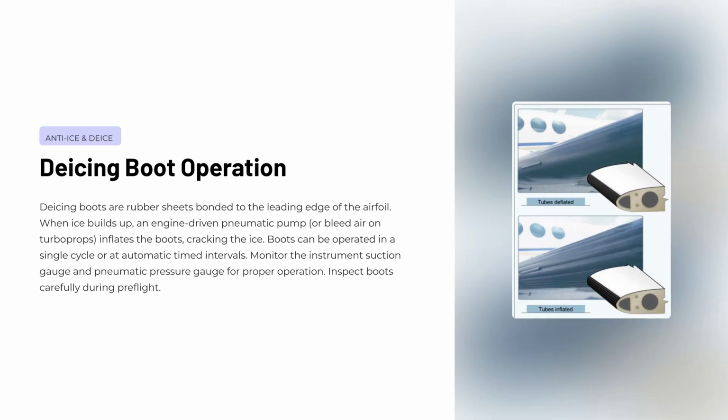Activating too early before adequate ice has built up can cause the ice to conform around the inflated boot, a condition known as ice bridging, which reduces the system's effectiveness. Boots can be cycled manually as a single operation or set to inflate and deflate automatically at timed intervals. During normal operation, always monitor your suction gauge and pneumatic pressure gauge to confirm the system is functioning within normal parameters. And critically, never skip a thorough pre-flight inspection of the boots themselves. Look for cracks, tears, or areas that have separated from the leading edge. A damaged boot won't inflate properly and could leave you without effective ice protection when you need it most.